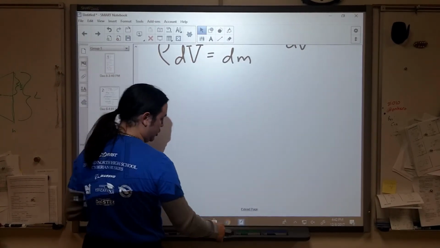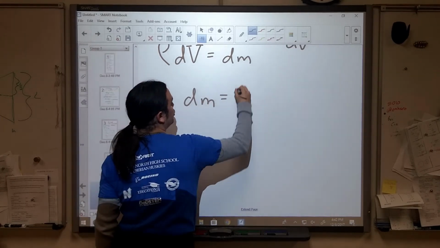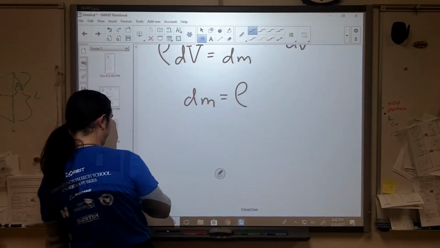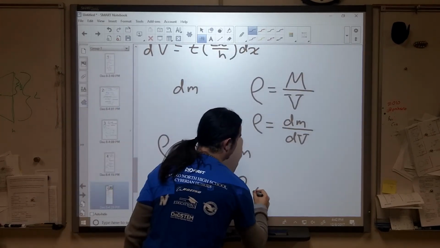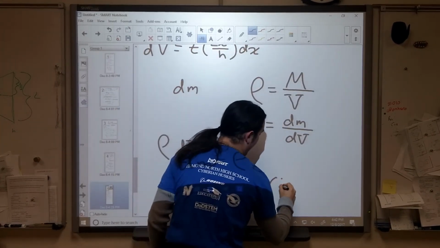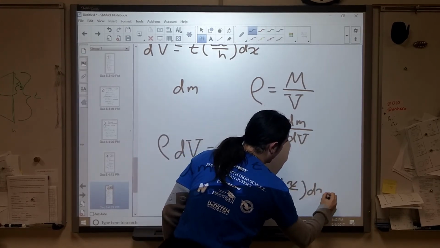What this allows us to do is we now know with this relationship that dm is equal to rho times dV, and we just did a lot of work to find that dV is equal to t times Lx over h dx.